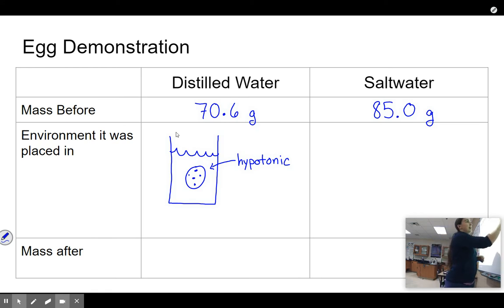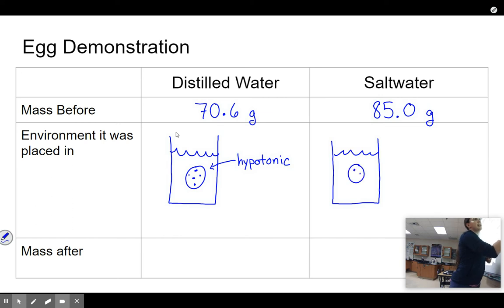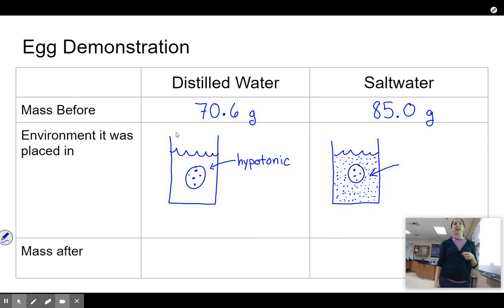The other one that we have, the saltwater setup, has water and it's got the egg, and the egg still has a little bit of stuff dissolved in there. But remember, we put as much salt into that water as we possibly could. So if we did that right, our salt water should be very, very highly concentrated. You should have lots and lots of salt in that water. So this environment, compared to the inside of the egg, has a higher concentration. So we would call this a hypertonic environment.